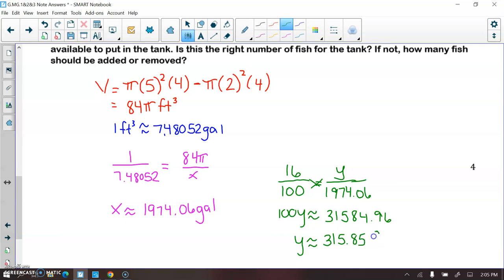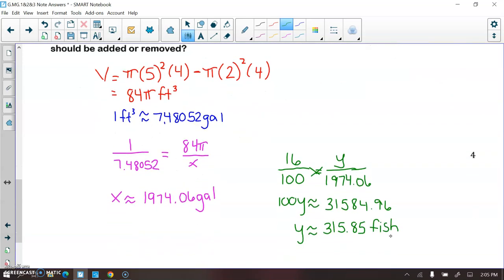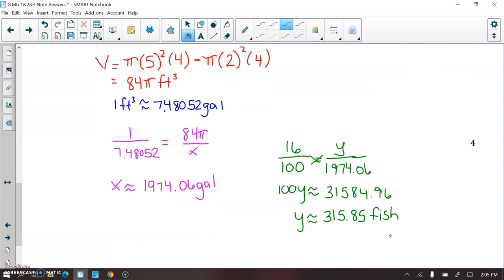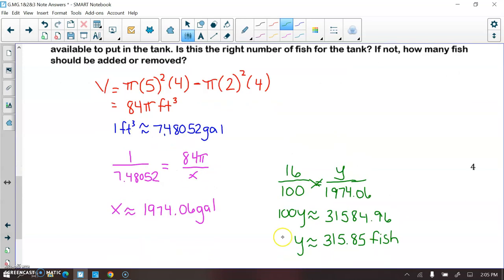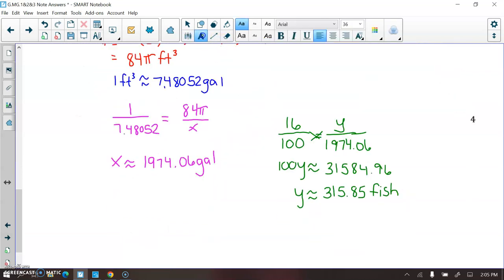315.85 fish. So it says that they were going to put 275 fish in the fish tank. While that's safe, that's not enough fish for people to see. So we do need to add fish. And I'm going to round down. So I'm going to say that 315 minus 275, we need to add 40 more fish to this fish tank.